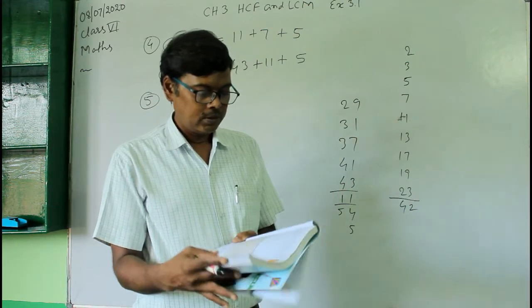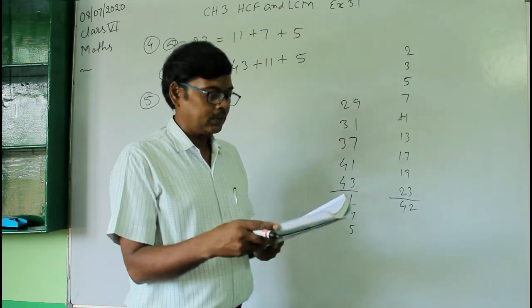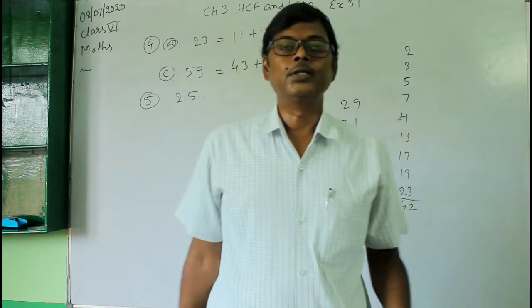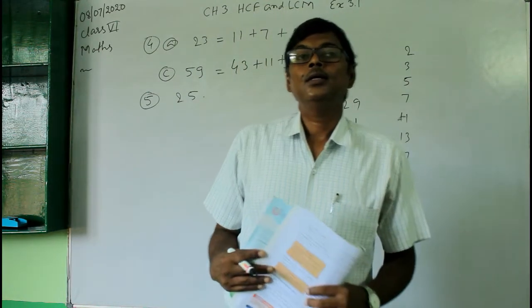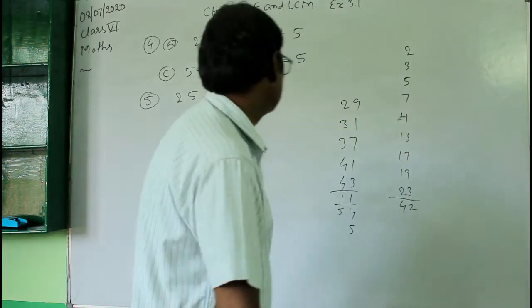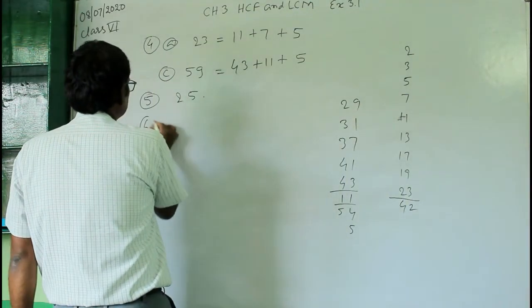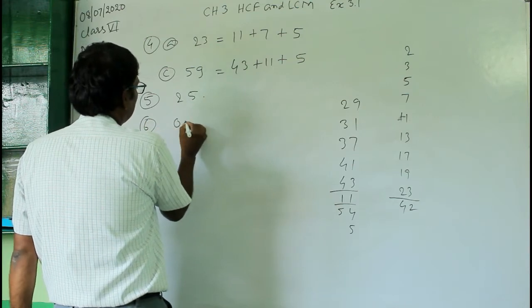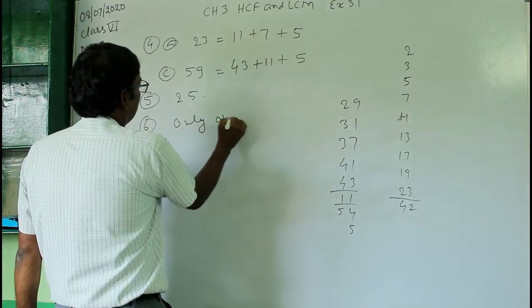Now the question number 6. How many even prime numbers are there in the set of natural numbers? Okay, then how many even prime numbers are there? So there is only one even prime number, that is 2. So here in question number 6, the answer is only one.